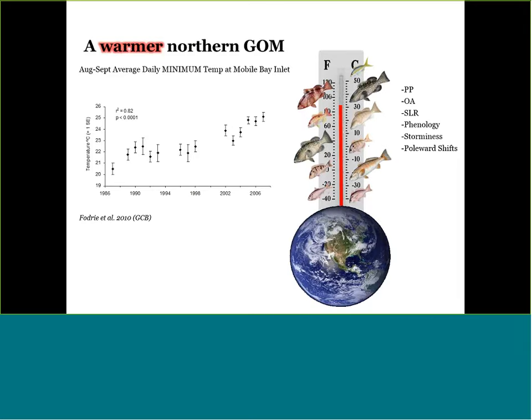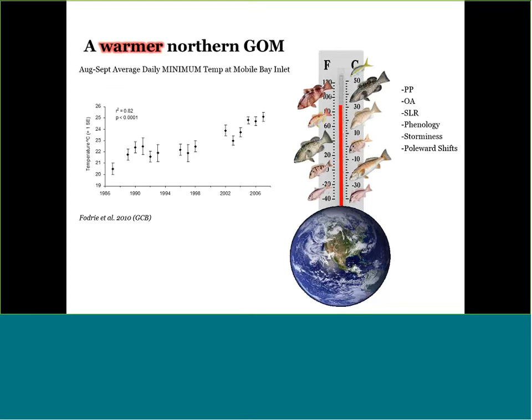So I want to move right into talking about the Northern Gulf and warming and what that does. And so on the left-hand side, you see a graph that has temperature through time. And those temperatures are the daily minimum temperatures in the summer and fall near the mouth of Mobile Bay, which is northern central Gulf of Mexico. And over the last 30 years, temperatures have gotten quite a bit warmer. That's actually about a 3-degree increase in the daily minimum temperature.